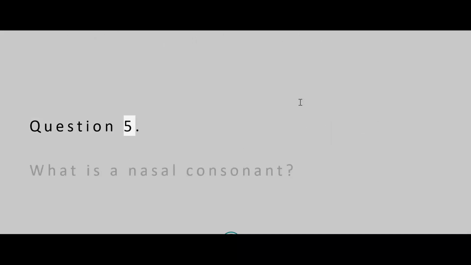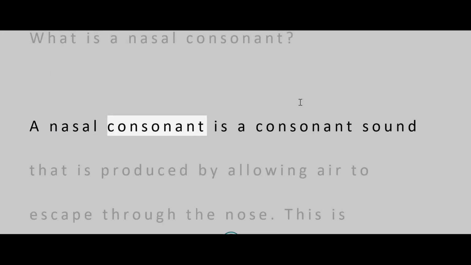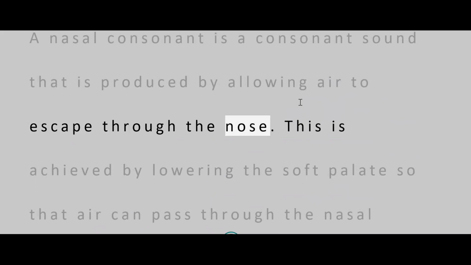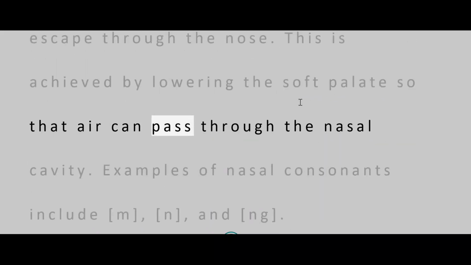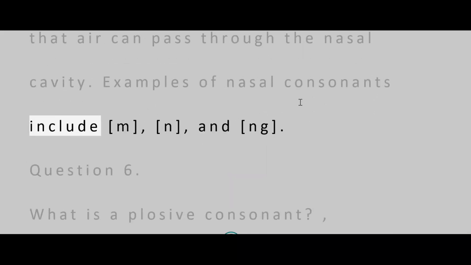Question 5. What is a nasal consonant? A nasal consonant is a consonant sound that is produced by allowing air to escape through the nose. This is achieved by lowering the soft palate so that air can pass through the nasal cavity. Examples of nasal consonants include M, N, and ng.